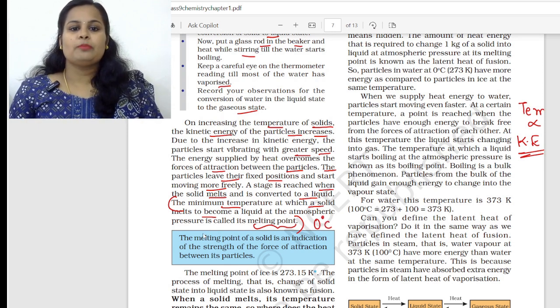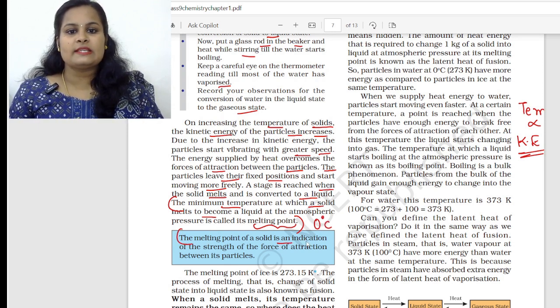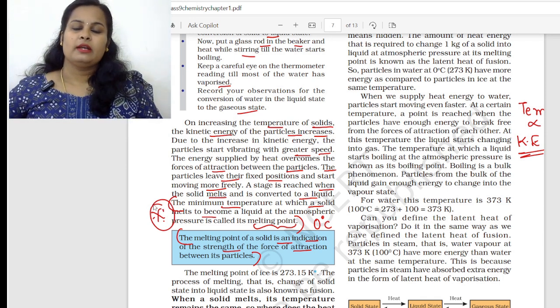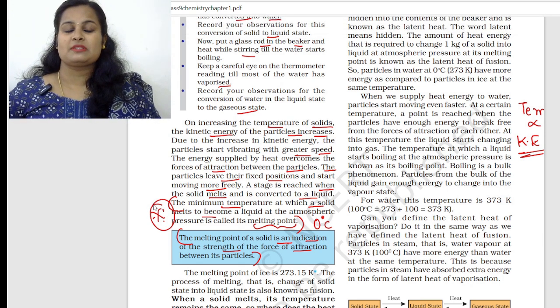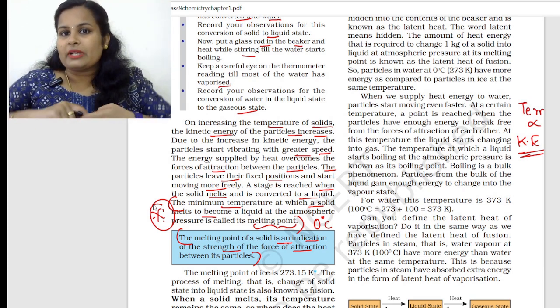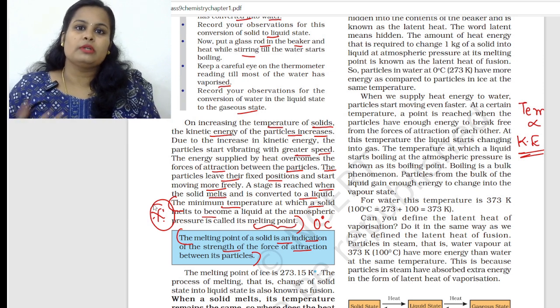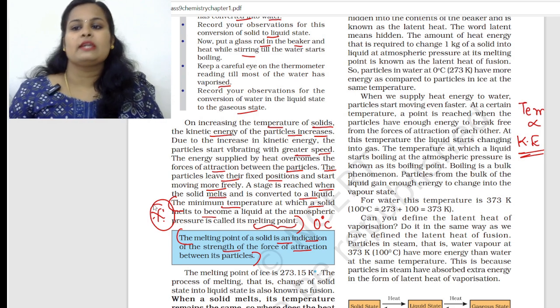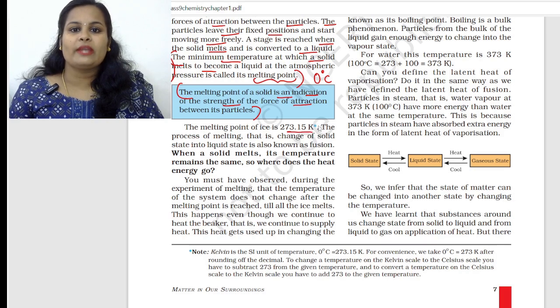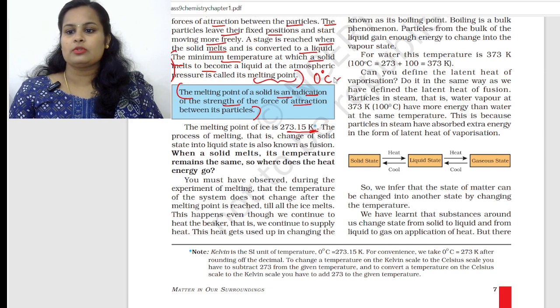All right. The melting point of a solid is an indication of the strength or force of attraction between the particles. Okay, these 2 points are going to be important. So we can say that if the melting point of a particular substance is very high, meaning too much energy is required to overcome the force of attraction between the particles. So it is an indication, as they've already suggested. The melting point of ice is 273.15 Kelvin, Kelvin being another unit to measure temperature. Otherwise, it's 0 degrees Celsius.